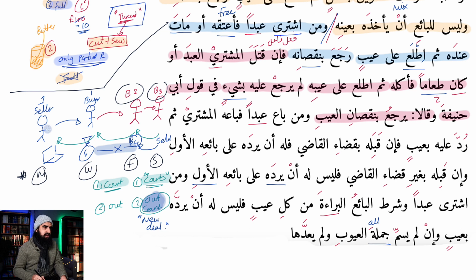Let me just explain this again. So if he sells it to him, and then he sells it to him, and then he sells it to him, if it goes through courts, that's fine. He gives it back to him. He gives it back to him. If he goes through courts as well, you can give it back to him.